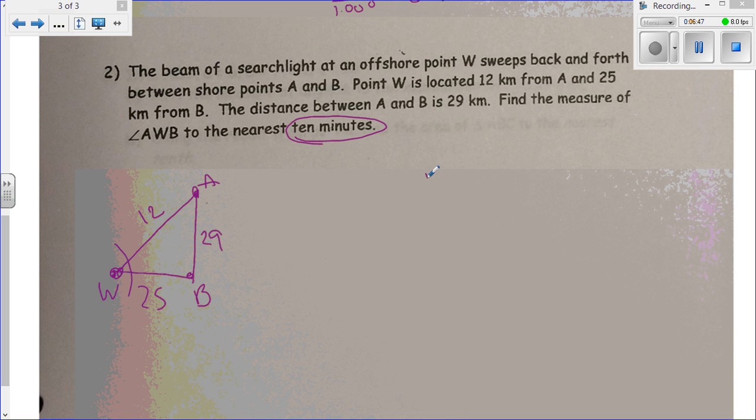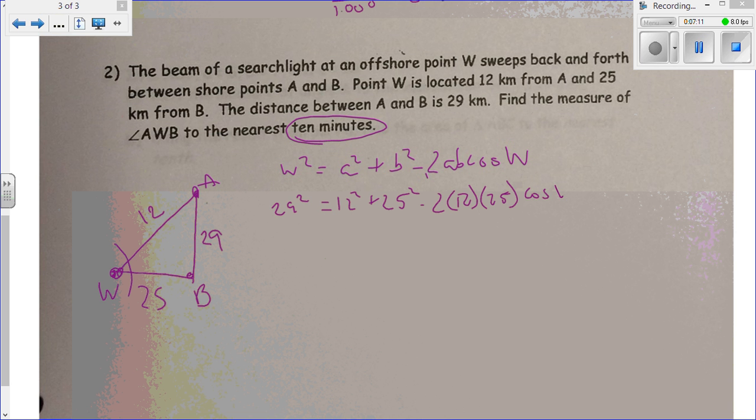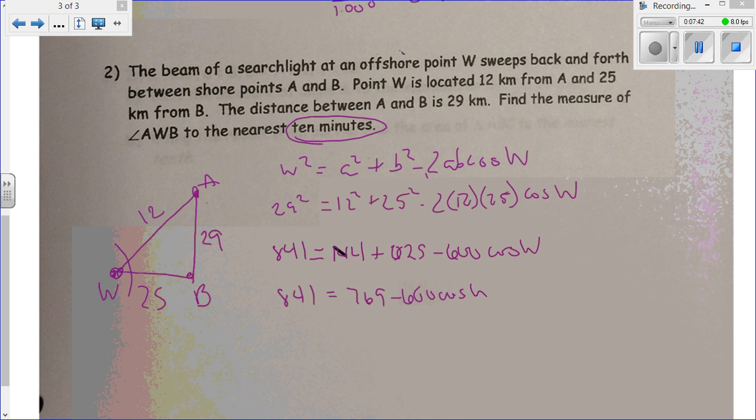So my formula will be W squared equals A squared plus B squared minus 2AB cosine W. So 29 squared is equal to 12 squared plus 25 squared minus 2 times 12 times 25 times the cosine of W. 29 squared is 841 equals 144 plus 625 minus 600 cosine W. So 841 equals 769 minus 600 times the cosine of W.